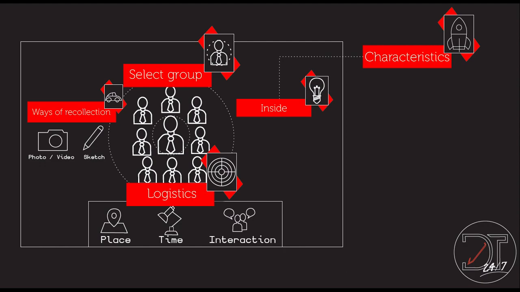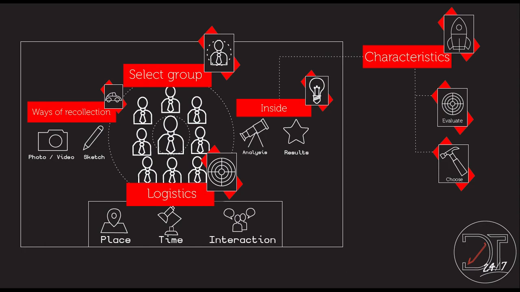Finally, the insight. Okay, so you already have all your data, you made the recollection. You need to analyze and have a clear result. Why? Because you have to make decisions. You make an undercover observation for a reason. You want to know something, but you need to analyze that and have a clear result. That's what we call an insight.